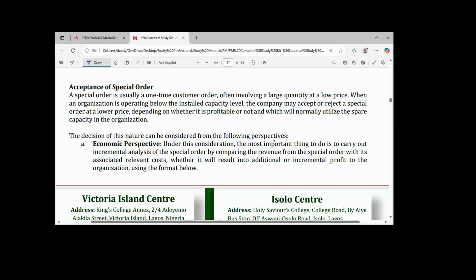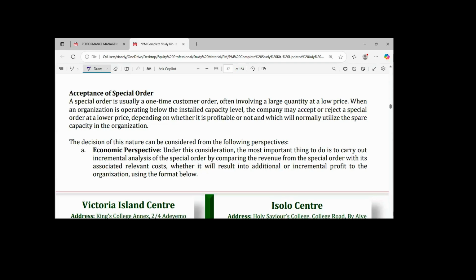So in this case, you are supposed to determine the relevant cost of making the special order. Your knowledge of relevant costing principles will be applied in this situation, because the examiner may want you to determine the minimum price to quote for the order. The examiner can also want you to calculate the relevant cost for the special order. So these are the things you need to take into consideration.